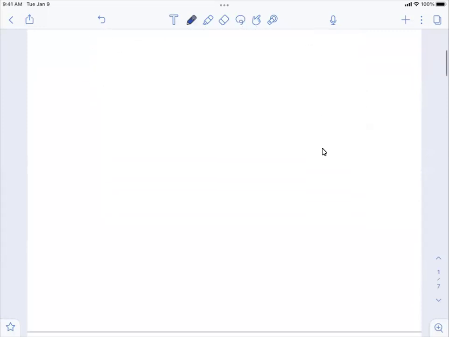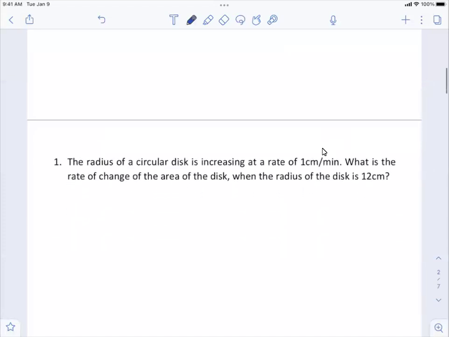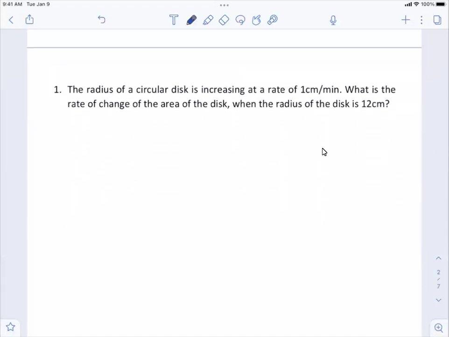So example number one: the radius of a circular disc is increasing at a rate of 1 centimeter per minute. What is the rate of change of the area of the disc when the radius of the disc is 12 centimeters? So they're asking for the rate of change of the area at a particular moment, exactly when the disk is at the radius of 12 centimeters.